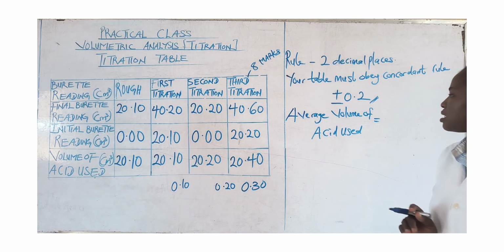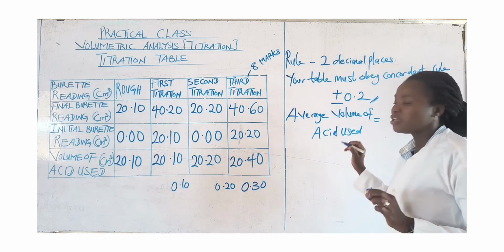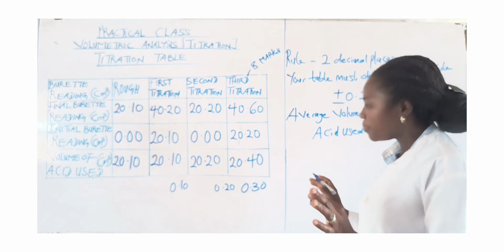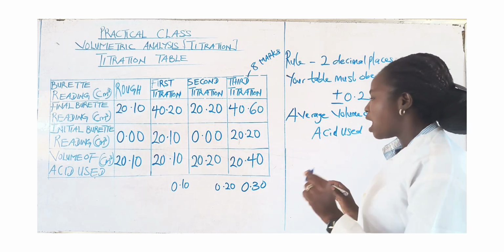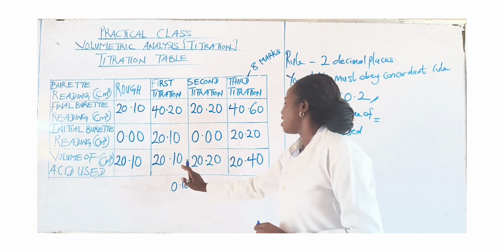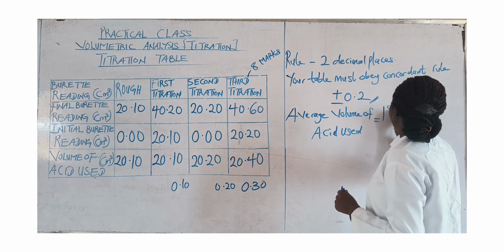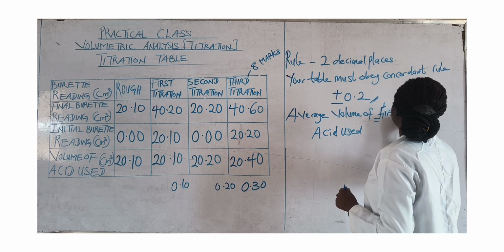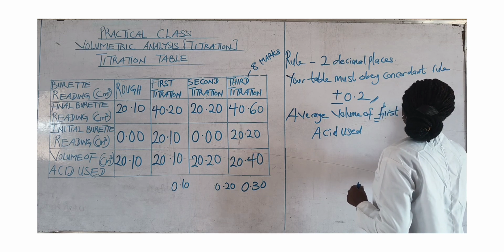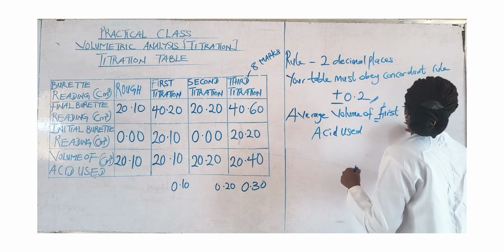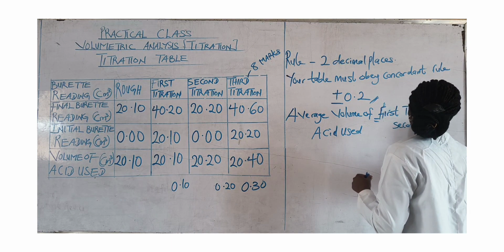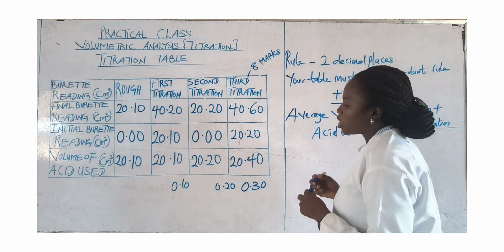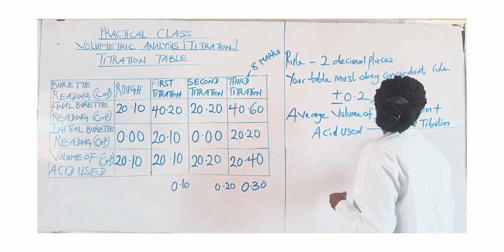Good. Now, to calculate the average volume of acid used, this one is giving us 2 marks. Maybe you will know the right table to pick, maybe you will know the rules. And the rule says it must obey the concordance rule, which our table will. So let's take it this way: first titration plus second titration, divided by what? How many readings do we use? 2. Divided by 2.